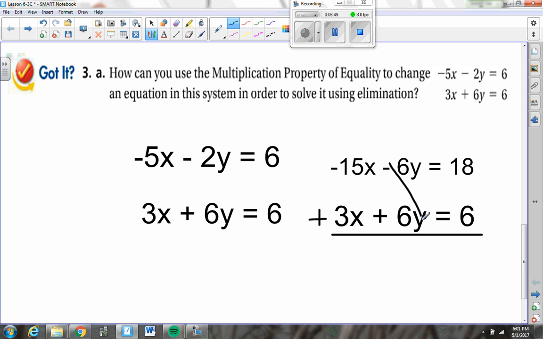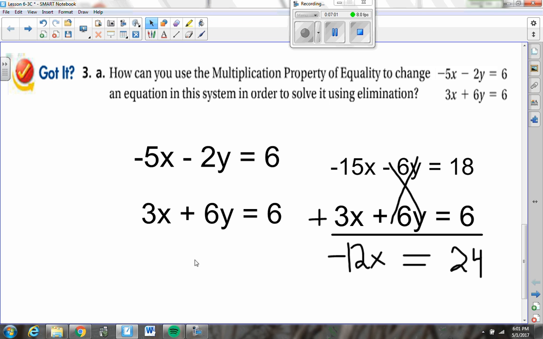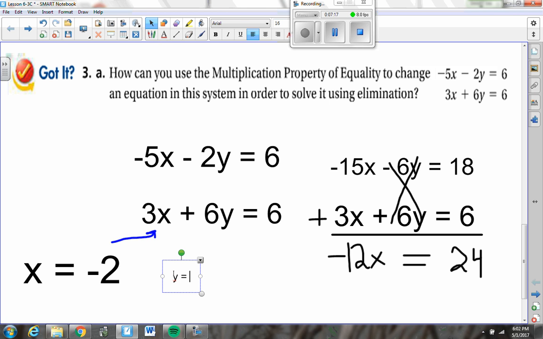If I add the two equations, the 6y's go away. -15 plus 3 is -12x. 18 and 6 make 24. So I get -12x equals 24, which leads me to x equals -2. If x is -2, and I plug it back in to, say, this equation, I get very quickly that y is equal to +2.